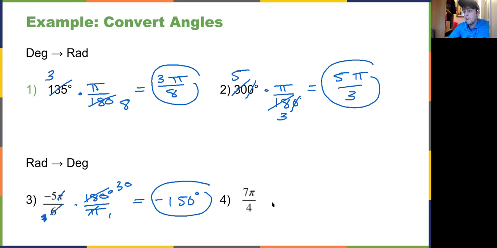And then here, 7 pi over 4. Again, we're going to be dividing by pi, so we're multiplying by 180 over pi. The pi's go away. And then 180 and 4 are both divisible by 4. It's going to be 45 over 1. And then 7 times 45. Ooh, that's a tough one. That's 90, 180, 270, 315.